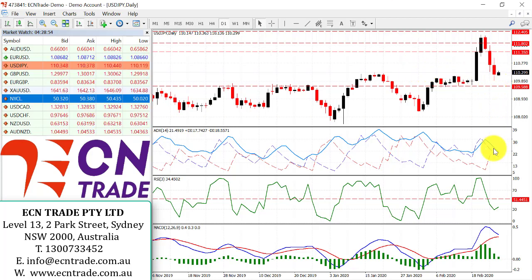The bears are still in control here, and I still feel that from that false move, a bull trap was laid, so we could see one more squeeze to the downside. All eyes on that 109.55 level and see where we go from there.